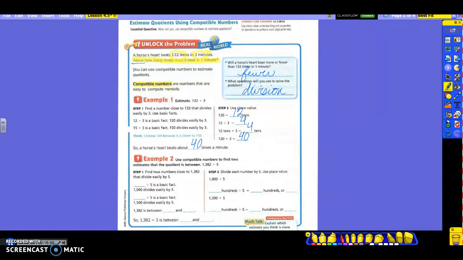Okay, let's try another example down here. It says, use compatible numbers to find 2 estimates that the quotient is between. So that's kind of what they did here. Remember doing 2 that is between and then picking the one that's closer to? That's what it's doing down here. So it says to find 2 numbers close to 1,382 that can divide easily by 5.